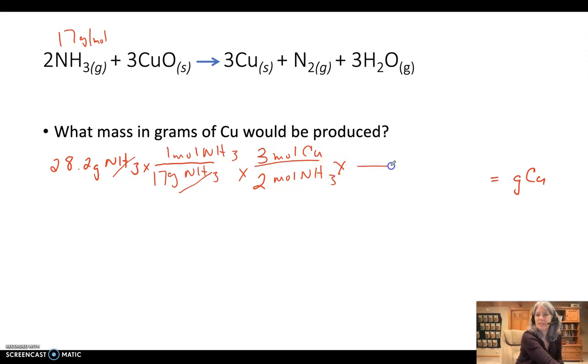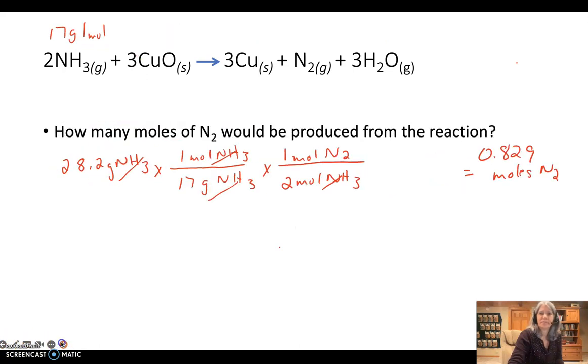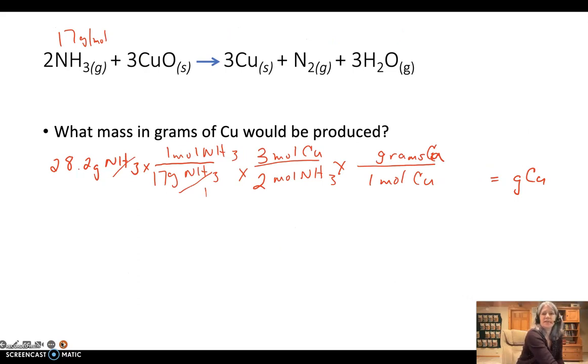And then finally, the answer they're looking for is in grams, so we have to use our mass of copper in order to convert back to mass. That's copper. Oops. Copper. So let's just look back and remember what the mass of copper is. 63.5 grams per mole. There, we'll put that there. 63.5.